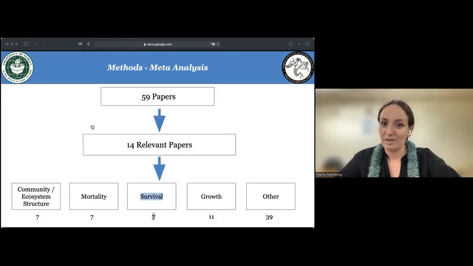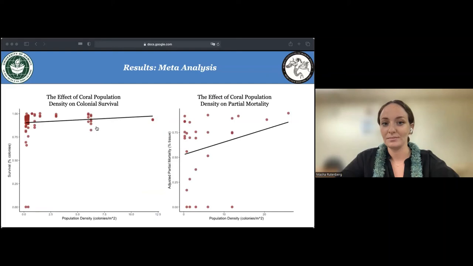This right here is a flowchart of my generated results. There were 59 total papers gathered from Google Scholar, and 14 out of those papers were relevant. Unfortunately, due to insufficient data, I was only able to focus on the effects of density on survivorship. And here are the results from the extracted data.